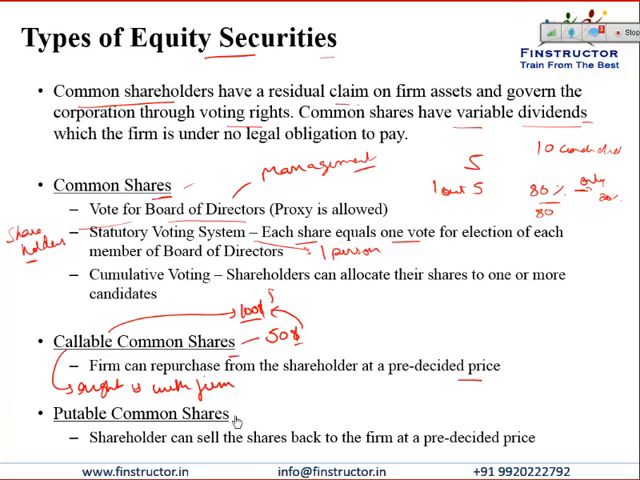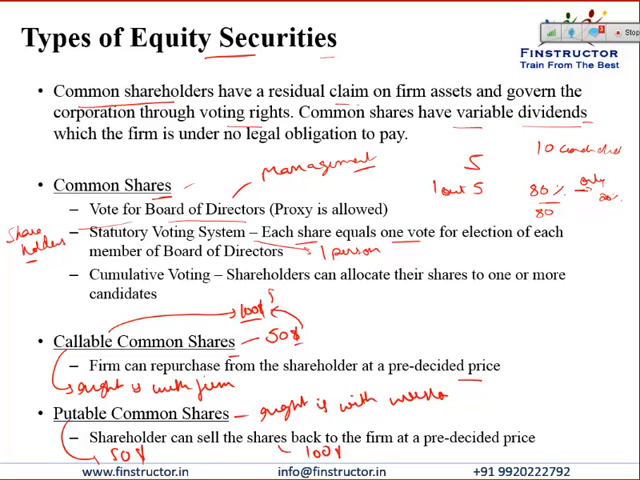In puttable common shares, the right is with the investor. So in this case, the investor or the shareholder can sell the shares back to the firm at a pre-decided price. So let's assume the shares were issued at $100 and let's assume that they are puttable at $50.